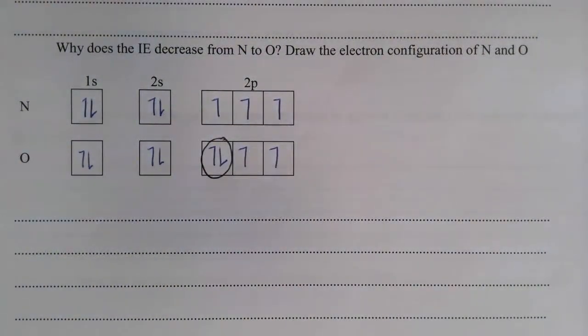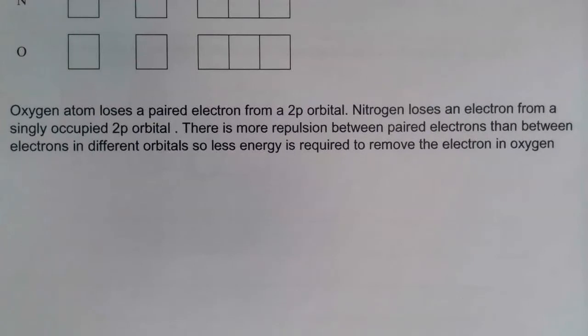As we looked at earlier, paired electrons are slightly easier to remove than unpaired electrons because there is electron-electron repulsion. So oxygen loses this paired electron from a 2p orbital, whereas nitrogen needs to lose the electron from a singly occupied orbital. And that repulsion between the paired electrons means it's slightly easier to remove the electron in oxygen compared to nitrogen.